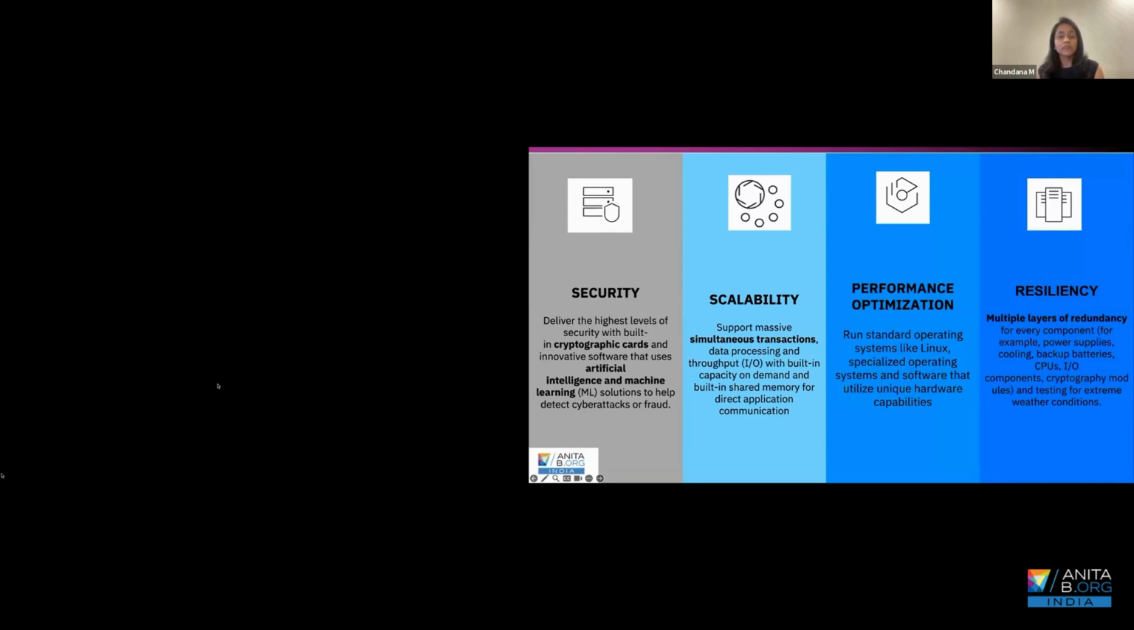And next comes scalability. Whether you're processing 100 transactions a day or 1 million transactions per second, a mainframe can scale effortlessly. Then there is performance optimization. It's not just about speed, it's also about resource management, where each of the CPUs, battery backups, and IOs all need backup. In case of any disaster, it has to be up within a second. That is how mainframes are resilient.